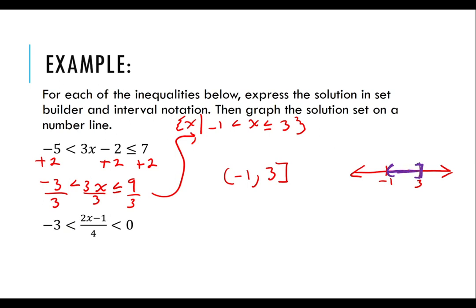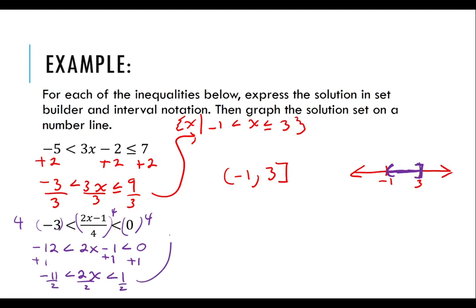Then if I have negative 3 is less than 2x minus 1 divided by 4 is less than 0. First off, because this is a rational expression, I could clear the fraction, so I could multiply everything by the LCD, which is 4. Which means that then I'm going to get negative 12 is less than 2x minus 1 is less than 0. Add 1 to all sides. That is negative 11 is less than 2x is less than 1.